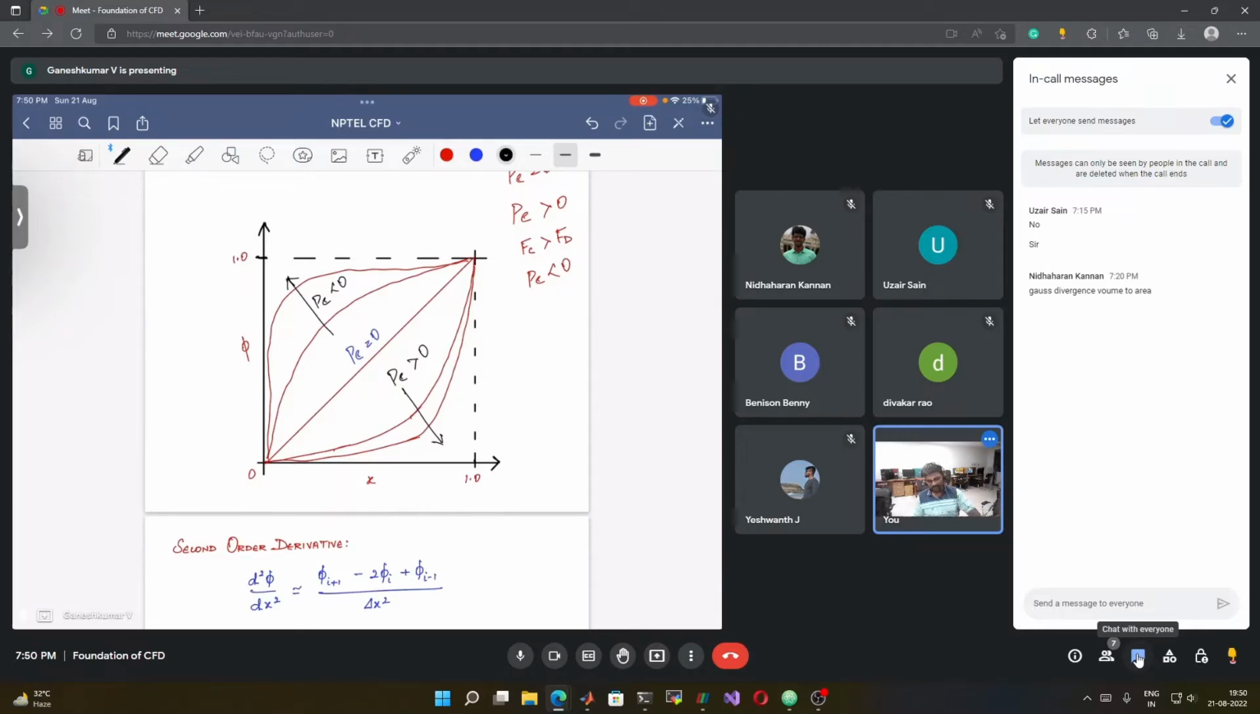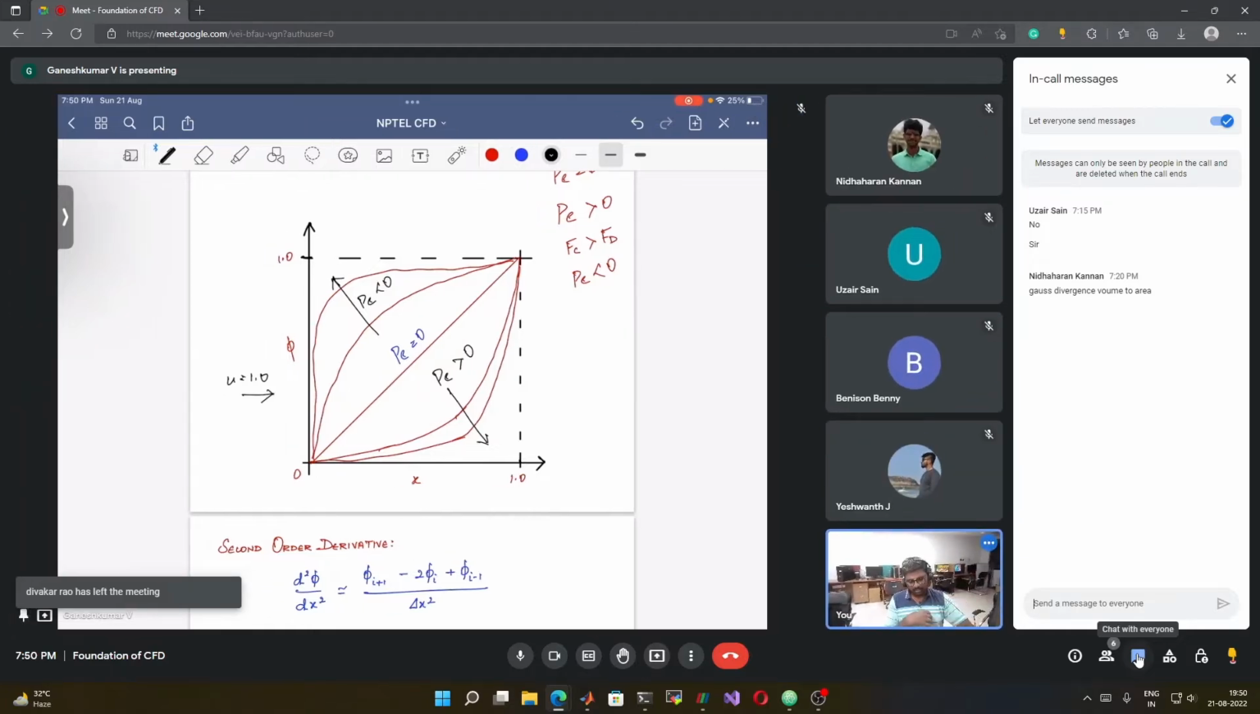So if the velocity u is equal to 1, which means positive, there's going to be convection, and diffusion is going to happen on all sides. That's what diffusion means, right? It doesn't take any direction. It happens in all directions. So the convection is happening to this side, and if there is heavy convection, you are going to see a profile like this. If it is less than 0, it means it's in the opposite direction, so you are going to see a profile like this.